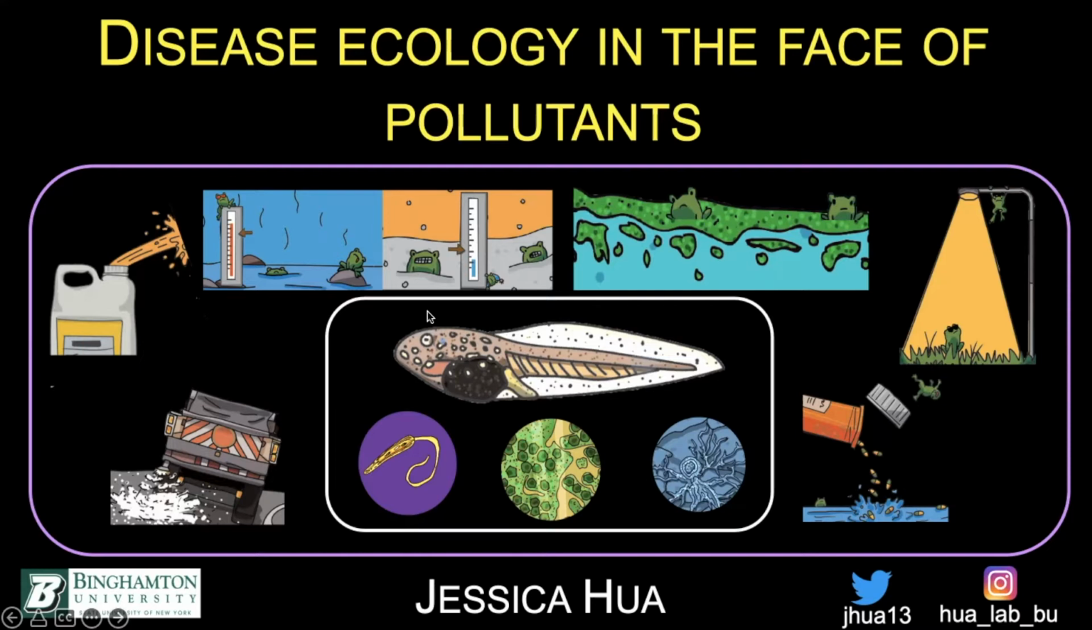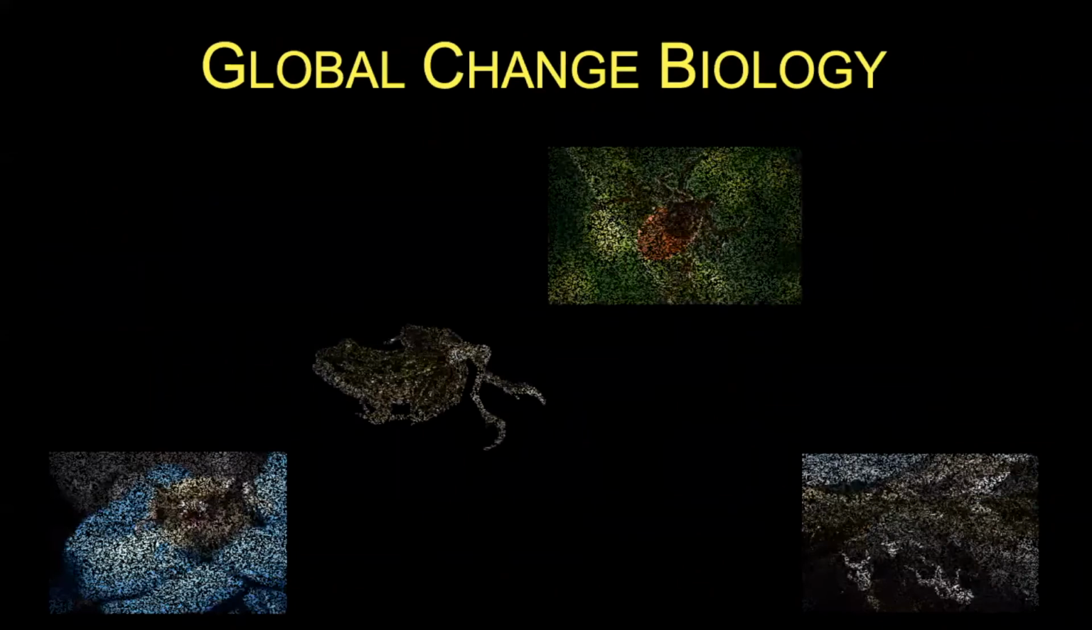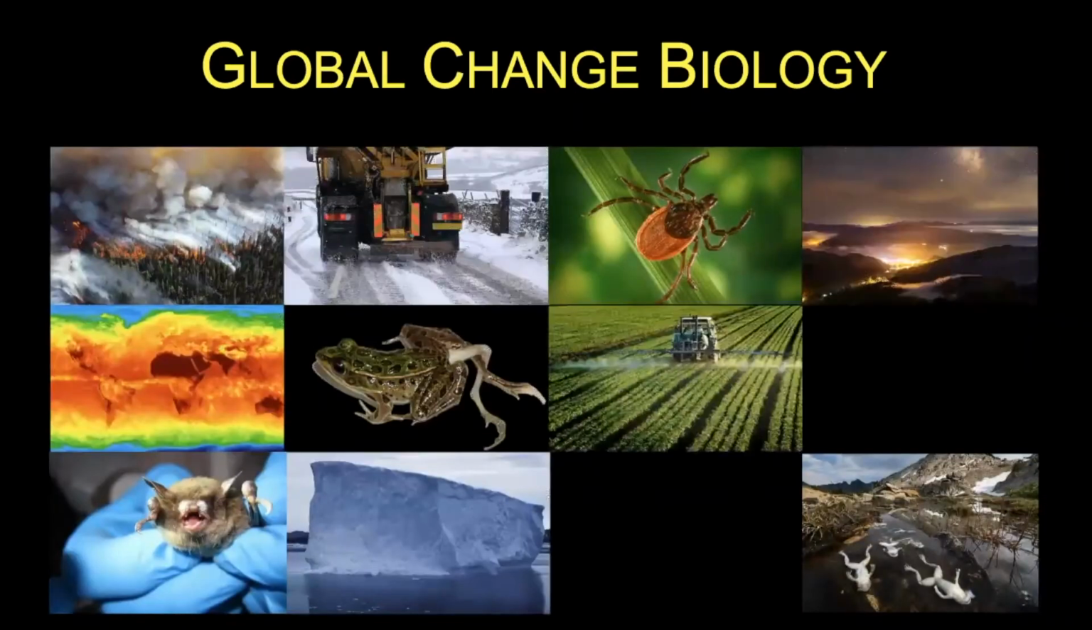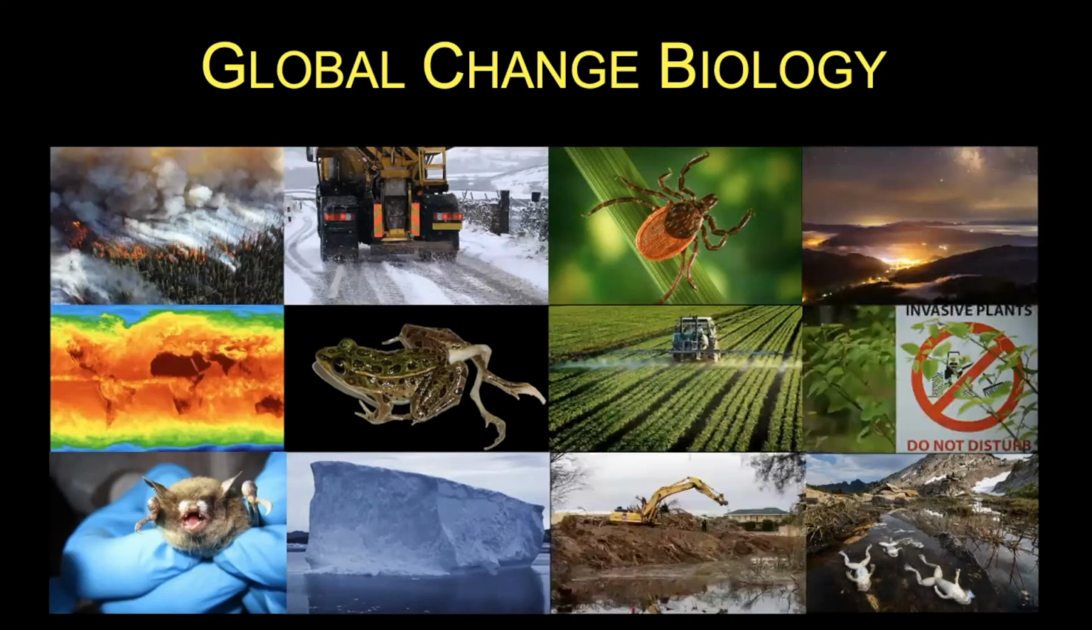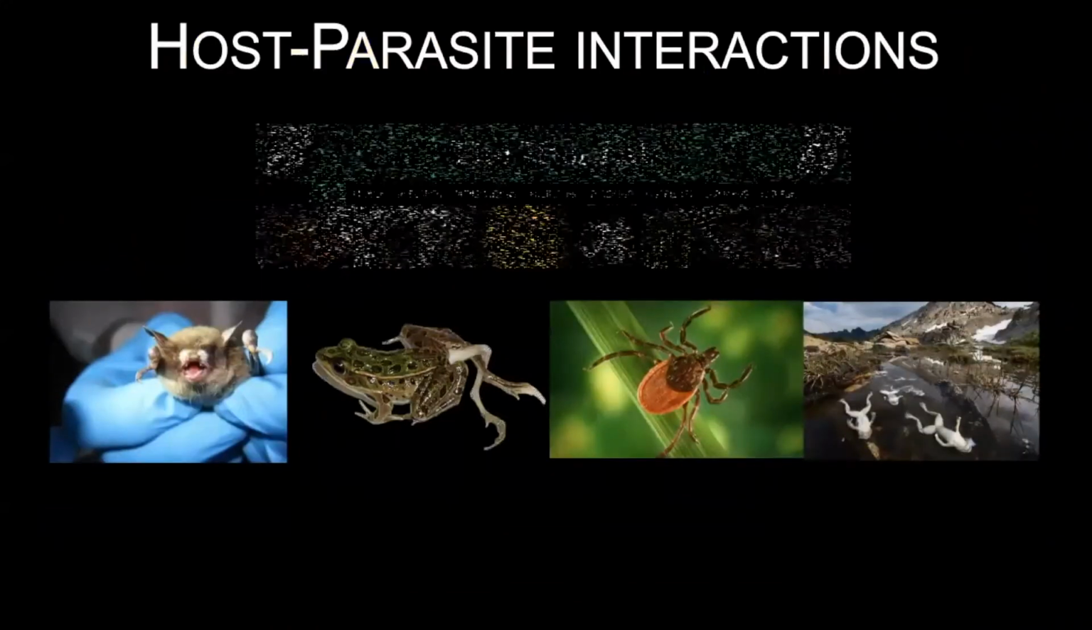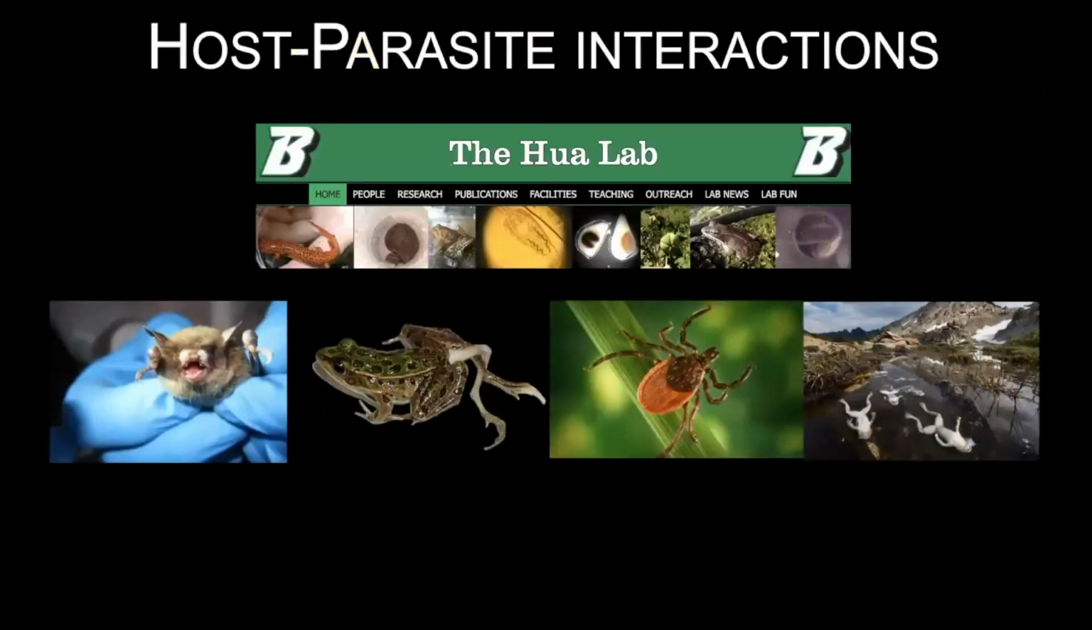Okay, so today's talk will focus on disease ecology in the face of pollutants. To begin broadly, we all recognize that amphibians are facing a wide range of different challenges, from emerging infectious diseases, changes in our climate, pollutants in our environment, and also habitats that are being lost or modified in unique ways. And so under this broader umbrella of global change biology, my lab and today's talk will focus on understanding how global change influences host-parasite interactions in amphibians.